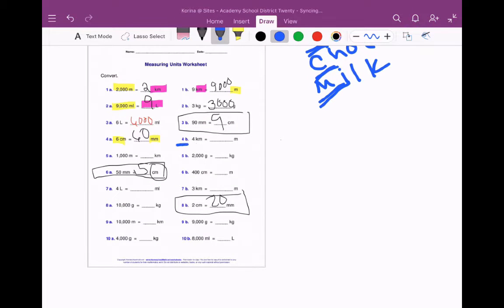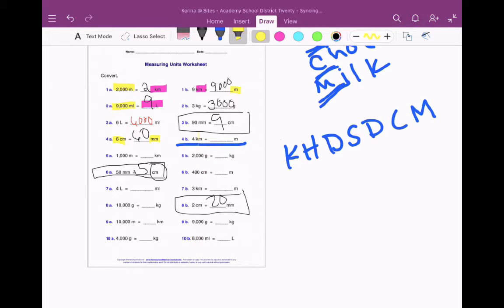We'll look at 4b. So we've got King Henry died Sunday drinking chocolate milk. We are going to go from kilometers, so king, to meters. A lot of times you might want to put the meter here because it starts with an M, but that's not going to be right because our meter is our standard or base unit, so we are going to go to the standard or base unit.